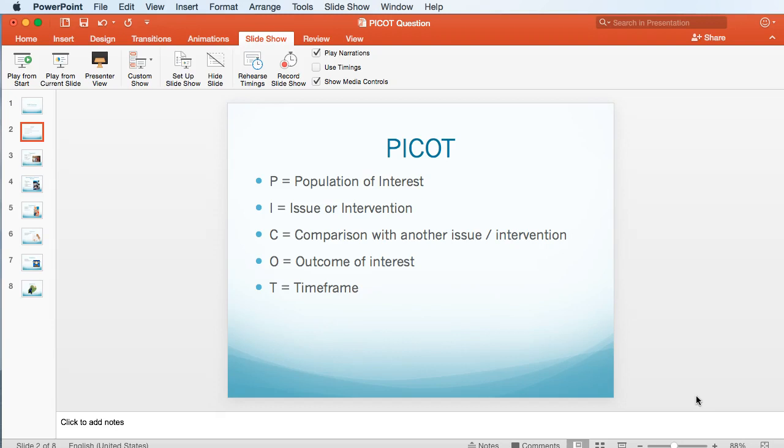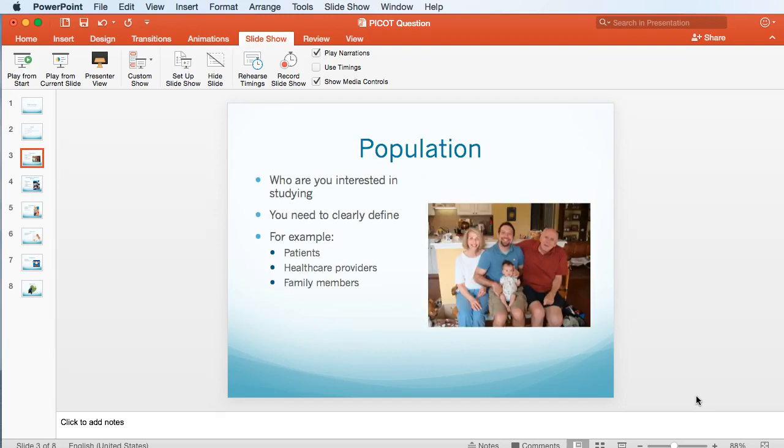So as a reminder, P is the population of interest, I is the issue or intervention, C the comparison with another issue or intervention, O the outcome of treatment, and T the time frame. So P for population, this has you hone in on who you're interested in studying. And you want that clearly defined. Who is this population we're interested in?